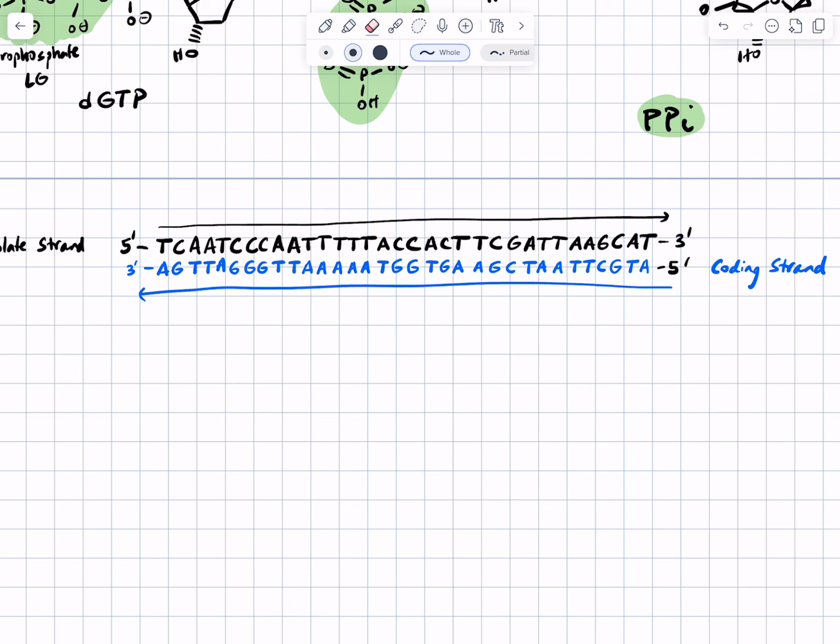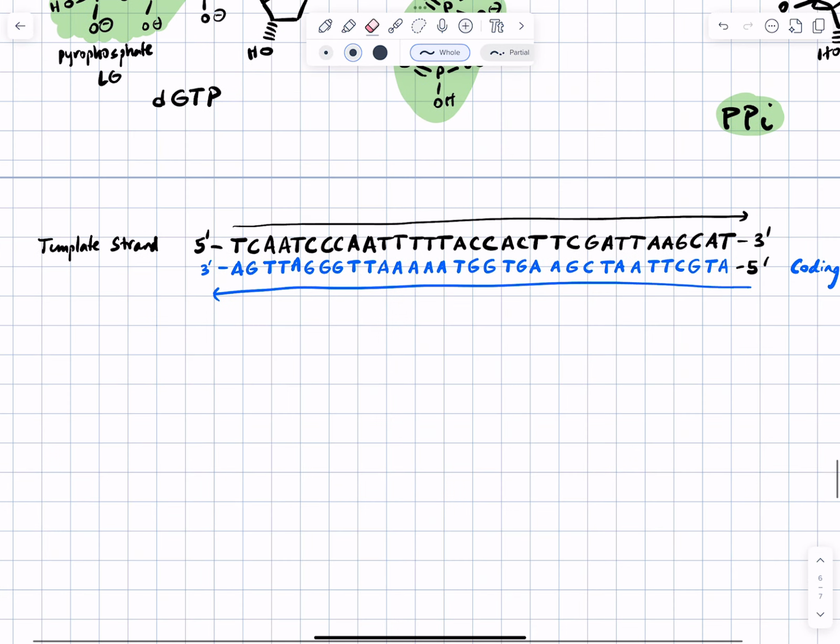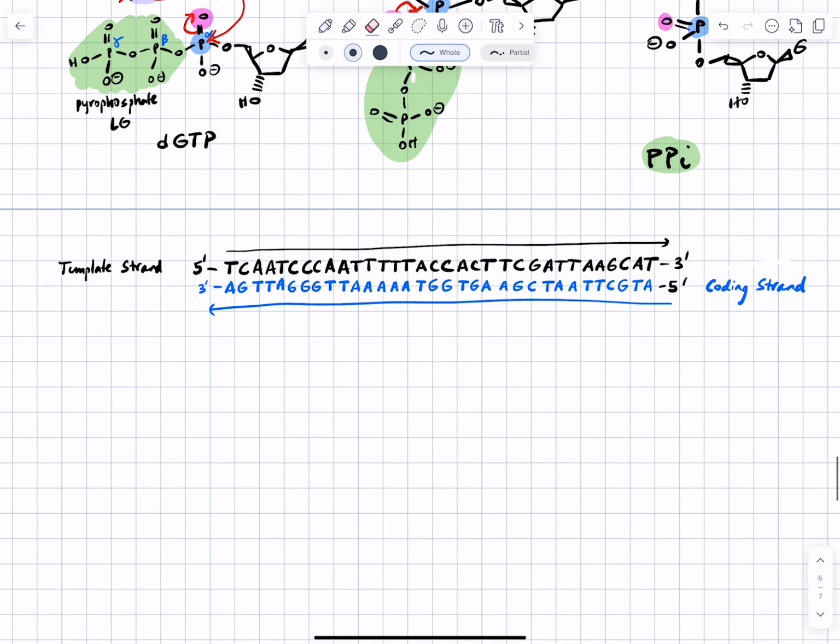There are two different kinds of RNA. One is mRNA and the other is tRNA. M stands for message. A messenger RNA is a transcript of the DNA. It's a copying of the DNA sequence that will then go to the ribosome and serve as instructions for making protein.